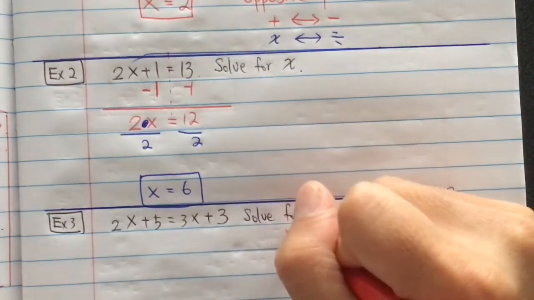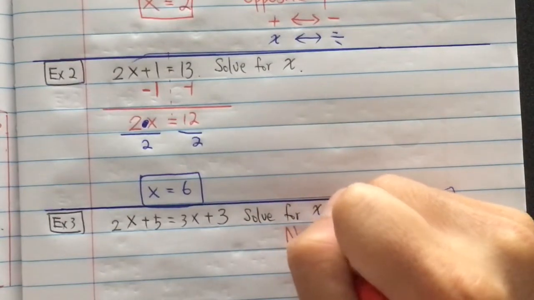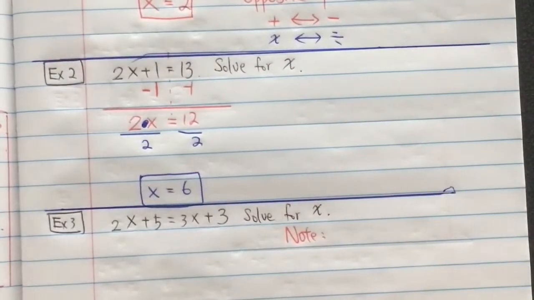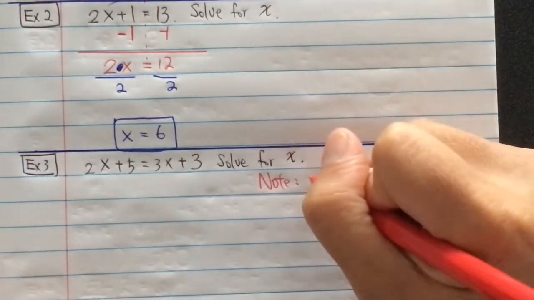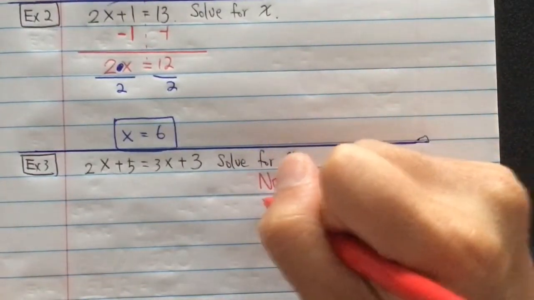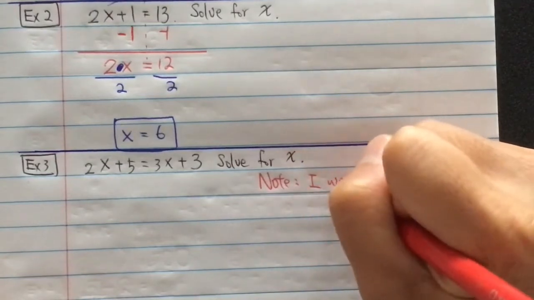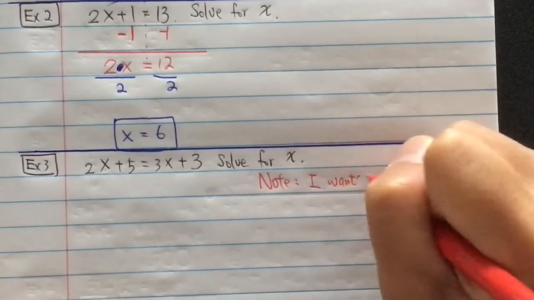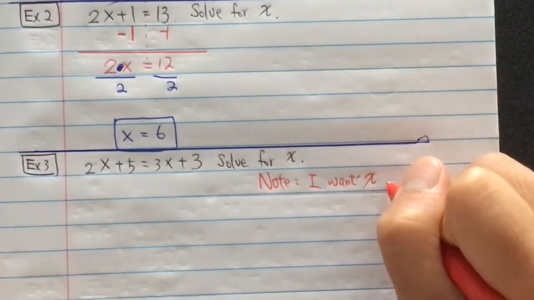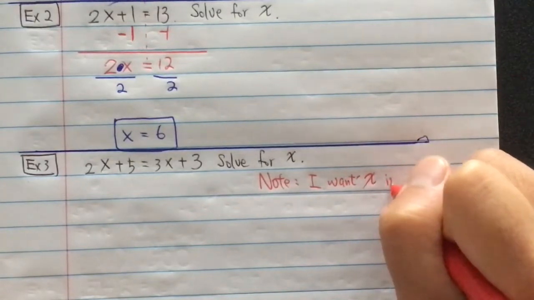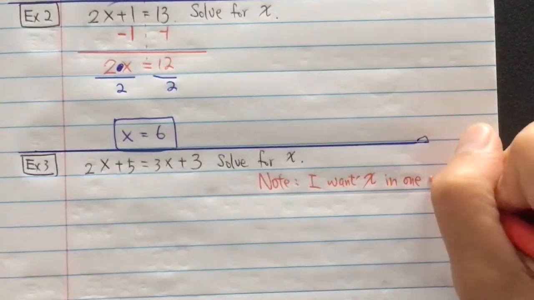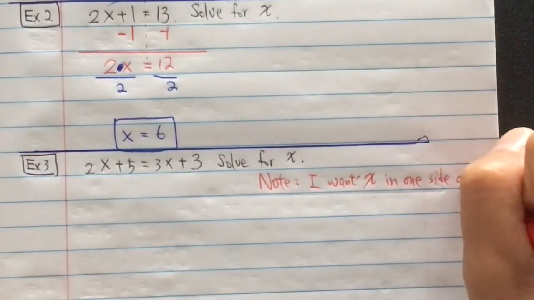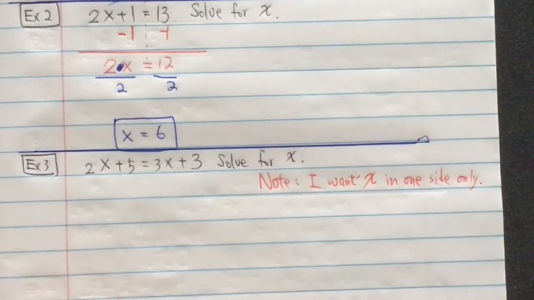So note. I want x in one side only. Okay, that means isolate x.